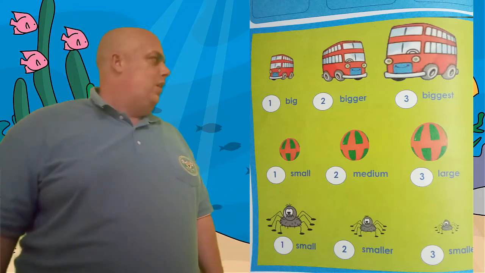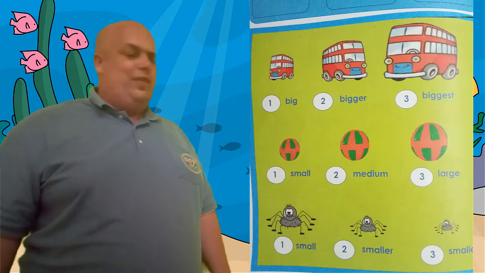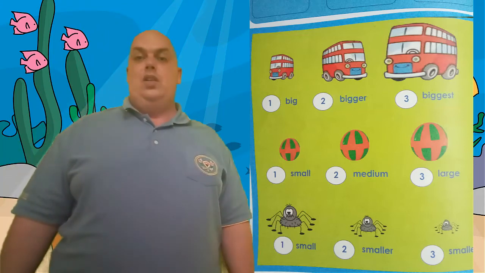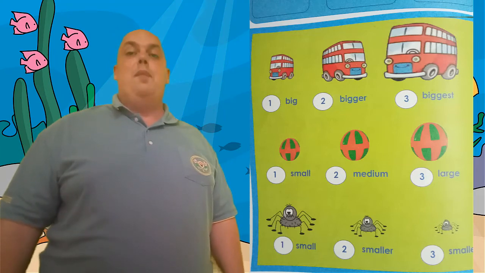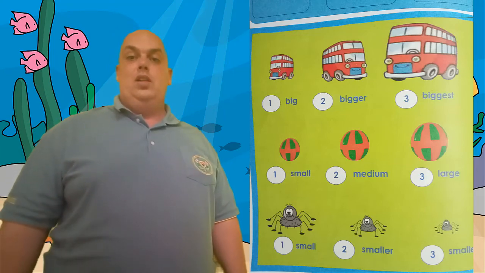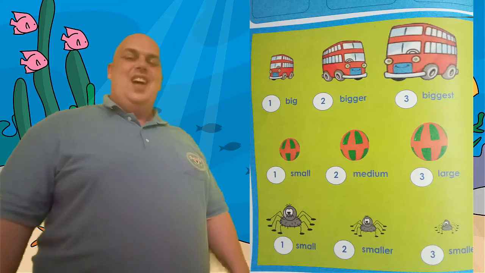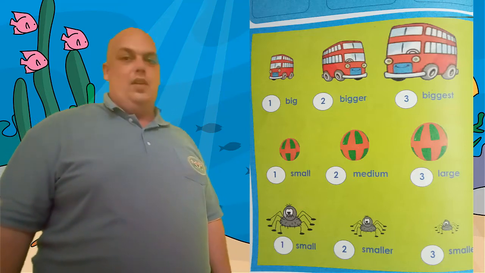All right, so down there we have some balls. Yeah, we have three balls. Now the first ball is very small. Repeat after me. Small. One more time. Small. Very good.